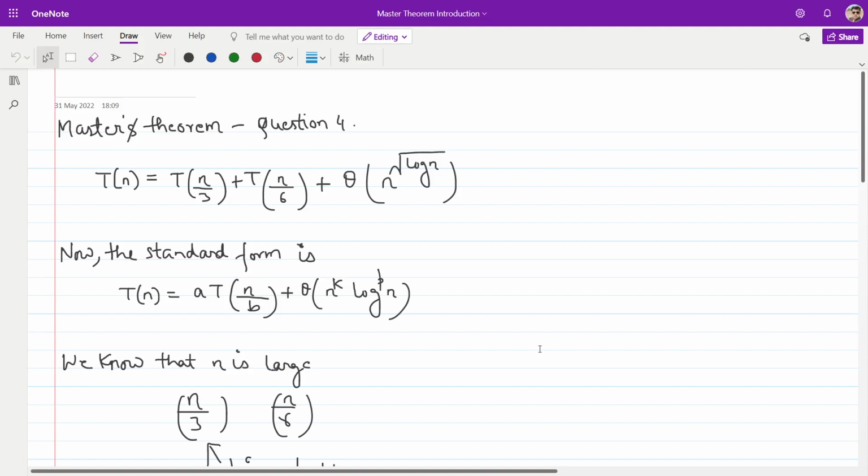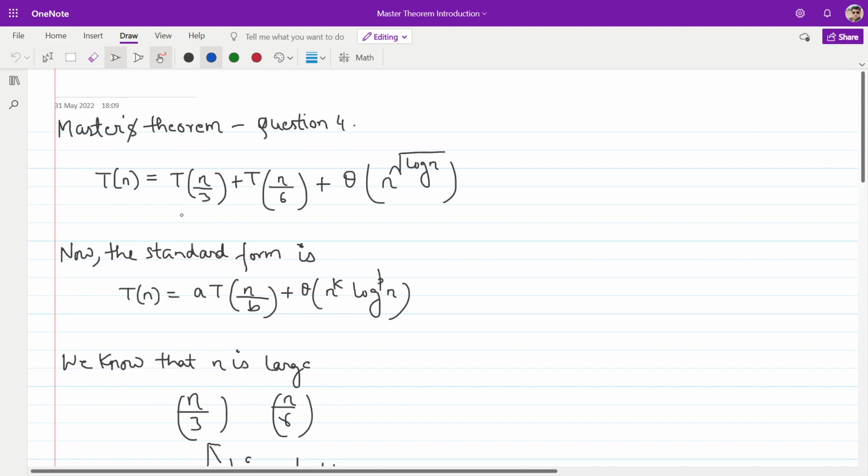In this series on algorithms, analysis and design, we will be taking up another problem on Master's theorem. This is going to be the fourth problem that we will be considering. In this question, we are given a recurrence equation of the form T(n) = T(n/3) + T(n/6) + theta of n raised to the power root of log n.